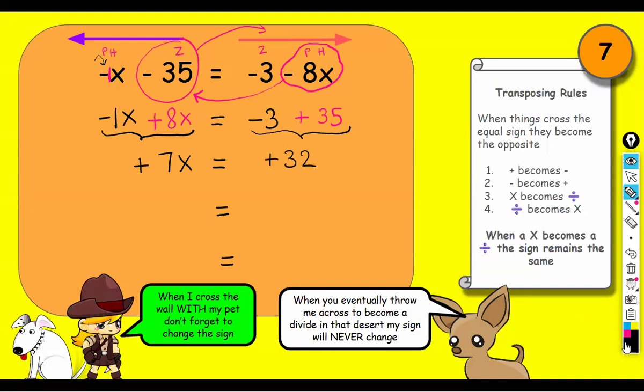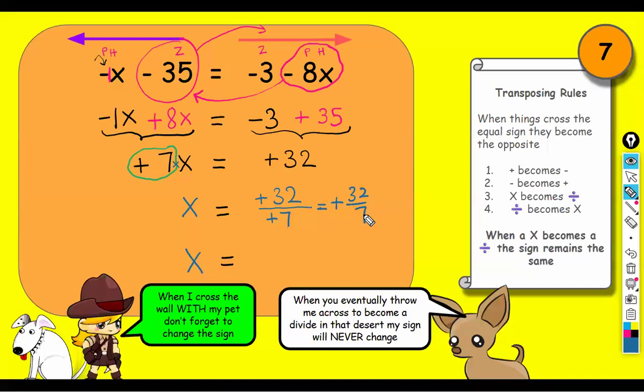Right? Question is not finished. Tuesday has come and the pet has to be separated from his owner. So the pet is always a secret multiply. When you throw him across, it becomes a divide, but the pet's sign does not change. It remains positive 7. You can leave your final answer as 32/7. Remember, when you divide 2 positives, you get a positive.